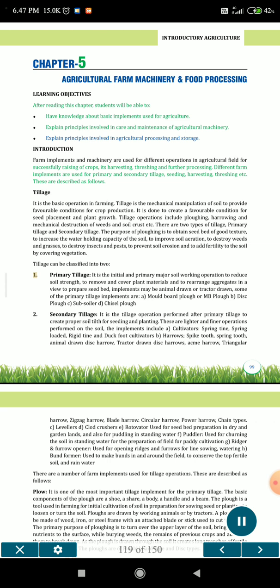1. Primary tillage. It is the initial and primary major soil working operation to reduce soil strength, to remove and cover plant materials and to rearrange aggregates with a view to prepare seedbed. Implements may be animal drawn or tractor drawn. Some of the primary tillage implements are A. mold board plow or MB plow, B. disc plow, C. subsoiler, D. chisel plow.